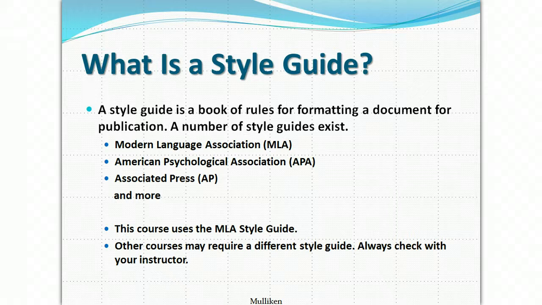To know exactly where the commas and the periods and the underlining and the punctuation is to go in your essay, you have to use a style guide. And a style guide is just a set of rules for formatting a document for publication. And there are a number of style guides. One is the MLA, or Modern Language Association style guide. Another is the APA, or American Psychological Association style guide, or possibly the Associated Press style guide, abbreviated as AP.